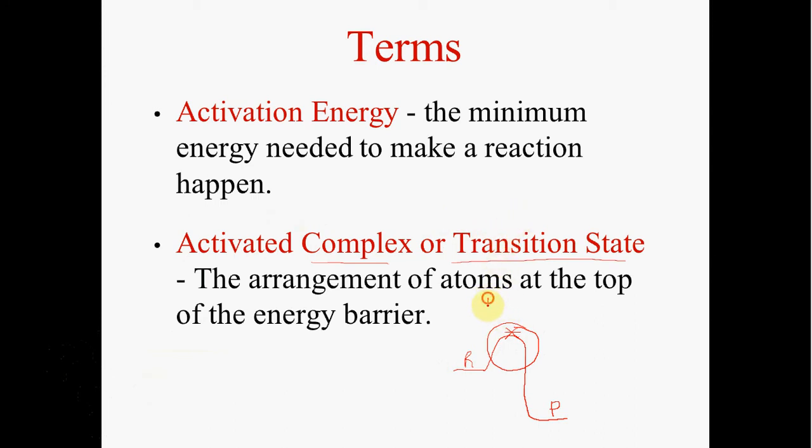This is where your bonds would be breaking. So if you're thinking about the hydrogen and oxygen reaction, you would have to provide energy to break these bonds, while at the same time new bonds would be forming between hydrogen and oxygen. So up here, you're not a reactant or a product. You're in the transition state or you're an activated complex. This is a highly unstable and high energy arrangement of atoms.